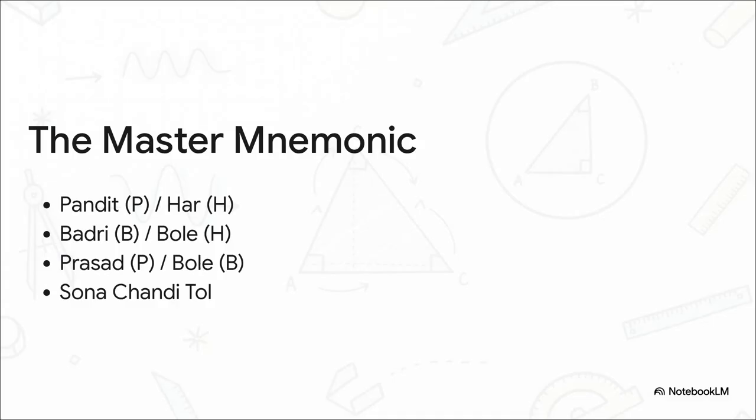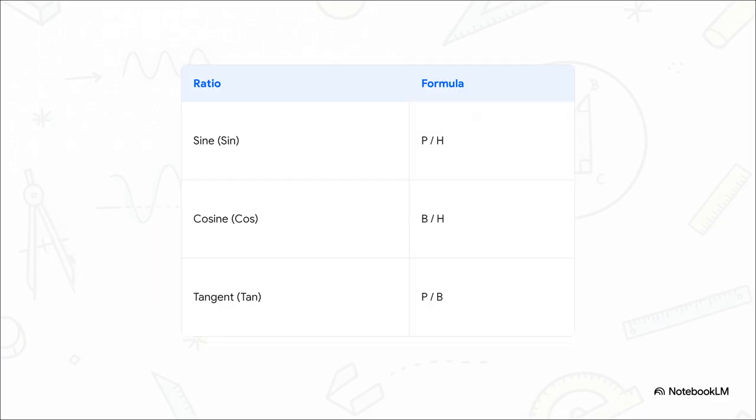Okay, so once you know your sides, you got to know their ratios. Let me introduce a master trick that's a total lifesaver in Indian classrooms. Just remember Pandit Badri Prasad Har Bole, Sona Chandi Tol. The first letters line up perfectly. P over H, B over H, and P over B. And that's Sona Chandi Tol at the end. That hands us our trig functions, sine, cosine, and tangent. This simple, catchy little phrase is the anchor you need to easily lock down those primary ratios without mixing them up. So let's map that out into actual math.